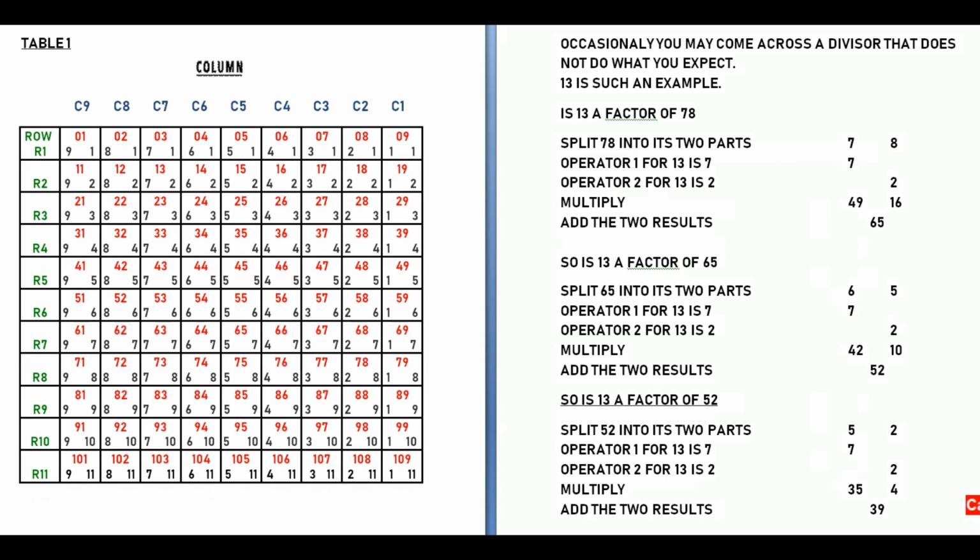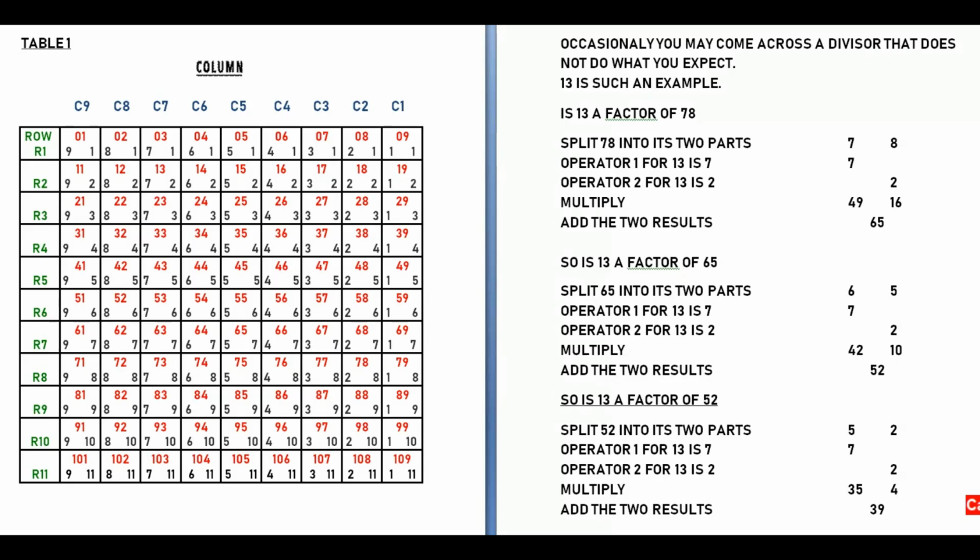Occasionally, you may come across a divisor that does not do what you expect. 13 is such an example. Is 13 a factor of 78? Split 78 into its two parts, 7 and 8. Operator 1 for 13 is 7. Operator 2 for 13 is 2. If we do the multiplication, we get 7 sevens are 49, 8 twos are 16, and added together gives a result of 65.